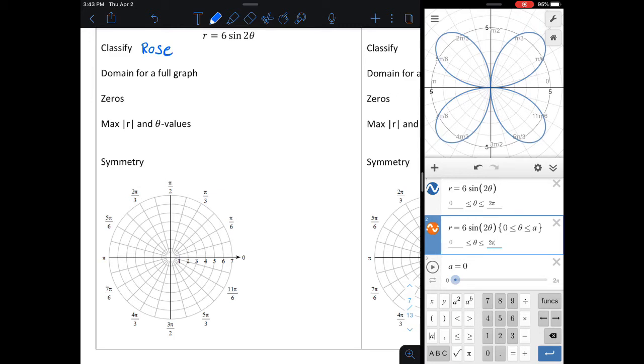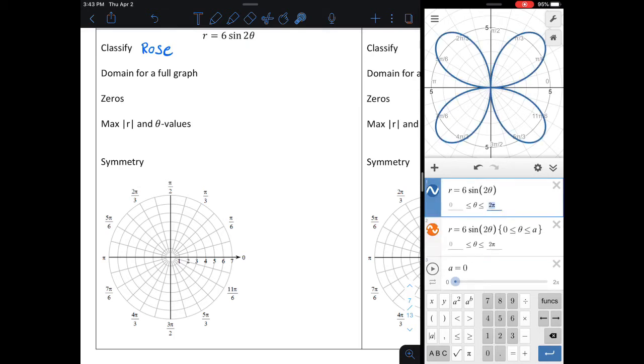Now, the domain for the full graph. Some people will look at this and say, wait a minute, can I just look at sine of 2 theta and find what the period is for sine? Well, the period of sine would be 2 pi, and if I multiply theta by 2, that means this period should be pi radians. So if I make my graph go from 0 to pi, let's see if it makes the full thing. It doesn't. It only made half of it.